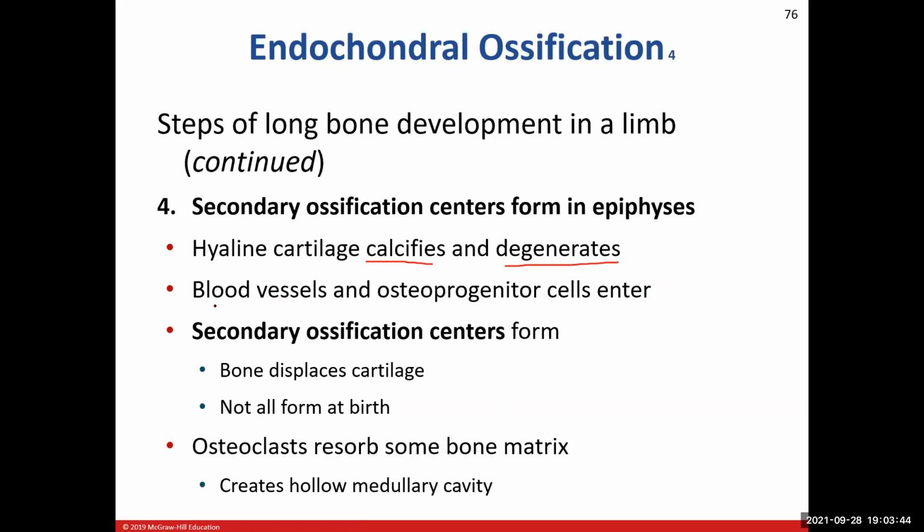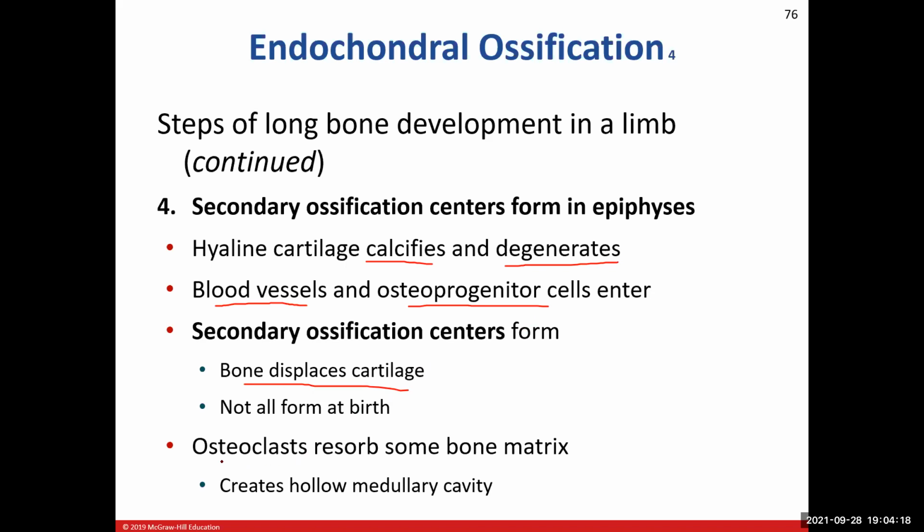Well, blood vessels infiltrate that area, and now osteoprogenitor cells are going to enter in. And we know what osteoprogenitor cells do. They're going to produce the osteoblasts, and it's going to build the bone. So the osteoblasts start to secrete the osteoid on the degenerated calcified cartilage matrix, and we start to see bone displacing the cartilage. And this is going on in the epiphysis.